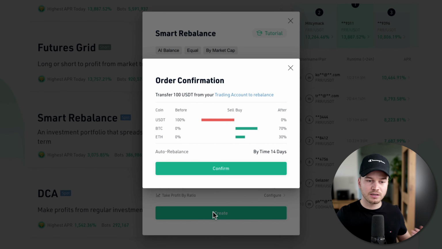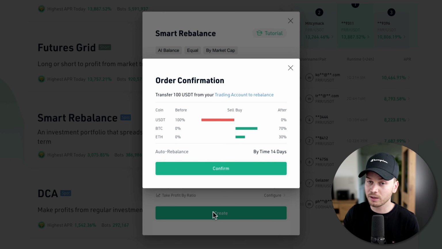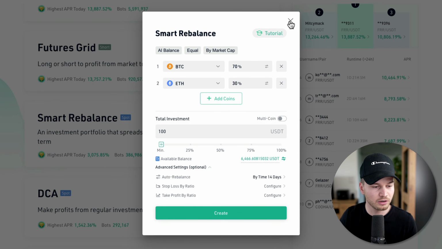So then every time your Bitcoin and Ethereum price will move, and let's say, for example, at one point you will have 40% Ethereum and 60% Bitcoin, then after the 14 days, it will just sell some Ethereum, so you have 70% of Bitcoin again. So this is basically what this bot will do. And then if I click confirm, we go back to this running page where we can see an overview of all the bots. But I'm not going to do that now.